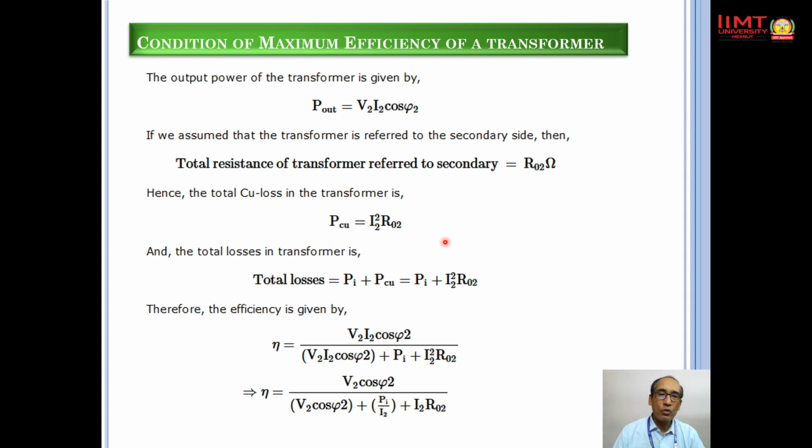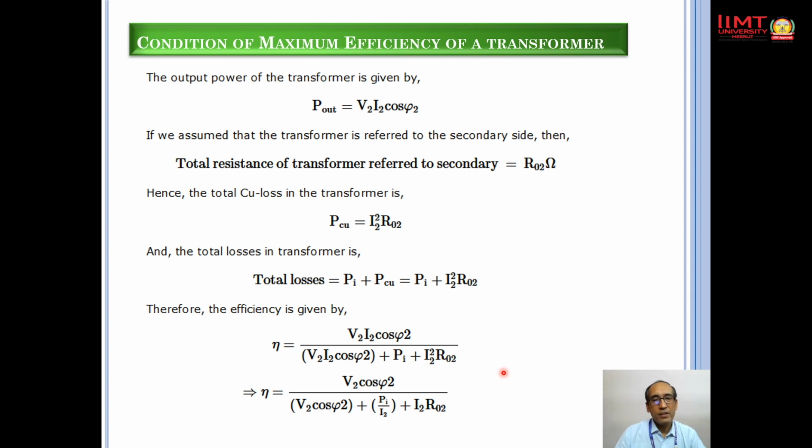So what about the total losses? Because iron losses are always known as the constant losses, we can add them as they are, Pi, that is iron losses, and PCU means copper losses, that is equal to I2 square R02. We are writing here I2 square R02 because the secondary current is variable by nature. So efficiency we can now represent as V2 I2 cos phi 2 upon V2 I2 cos phi 2 plus Pi plus I2 square R02.